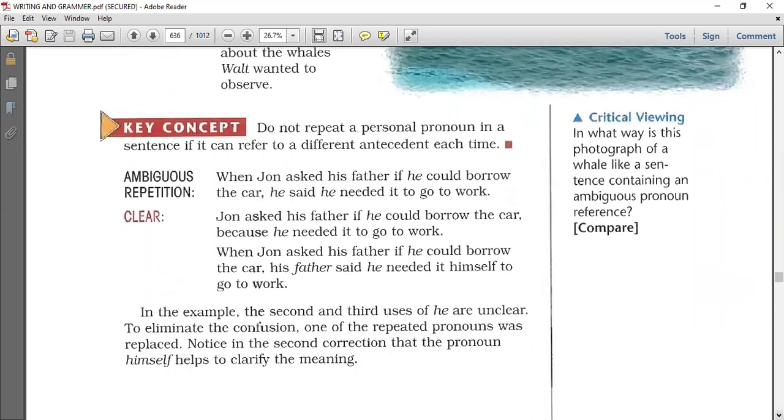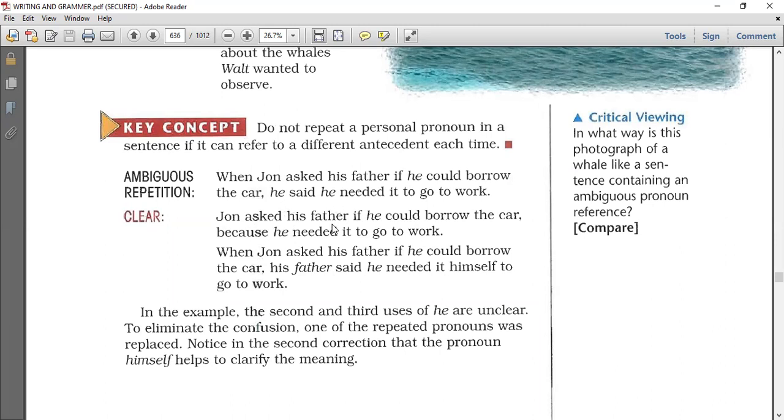We have another key concept. Do not repeat a personal pronoun in a sentence if it can refer to a different antecedent each time. Ambiguous repetition: When John asked his father if he could borrow the car, he said he needed it to go to work. Is the first he John or his father? So I have three he's and I don't understand to which antecedent each of them refers.